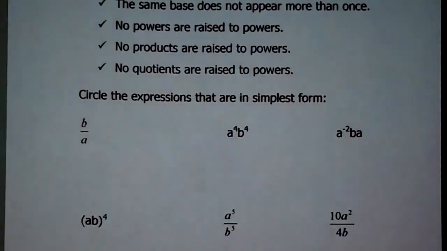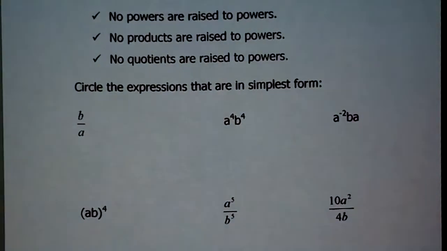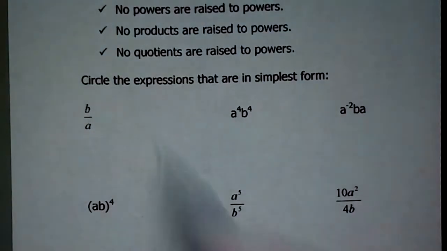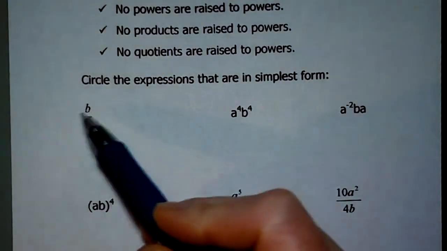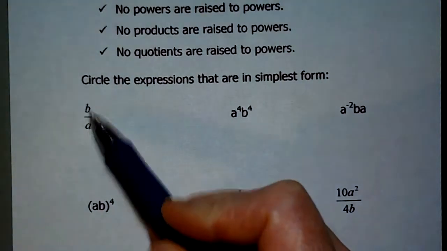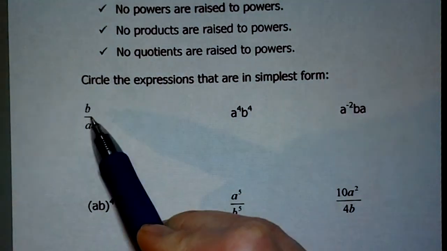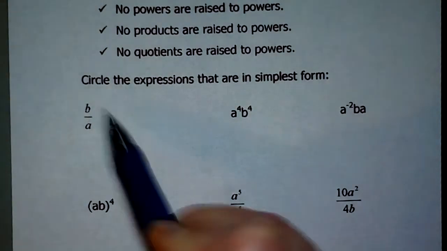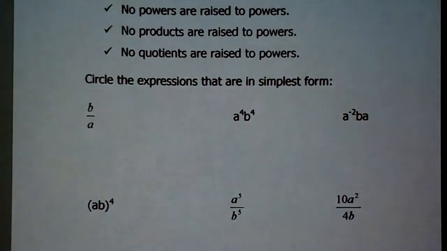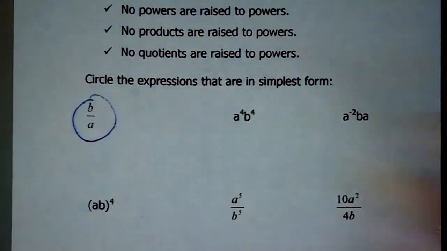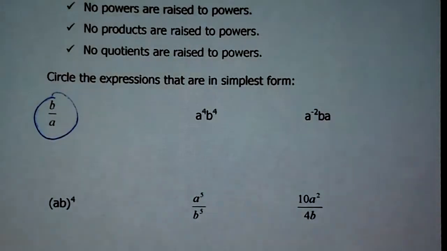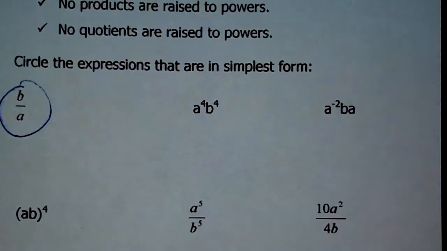So let's see if we can identify some that are in simplest form here. And you can kind of just use the checklist to guide you. Here I have b over a. There aren't any negative exponents. I don't have 2 a's or 2 b's. There aren't any powers raised to powers. There aren't any exponents at all. So because that base doesn't repeat, we're good. This one's simplest form.